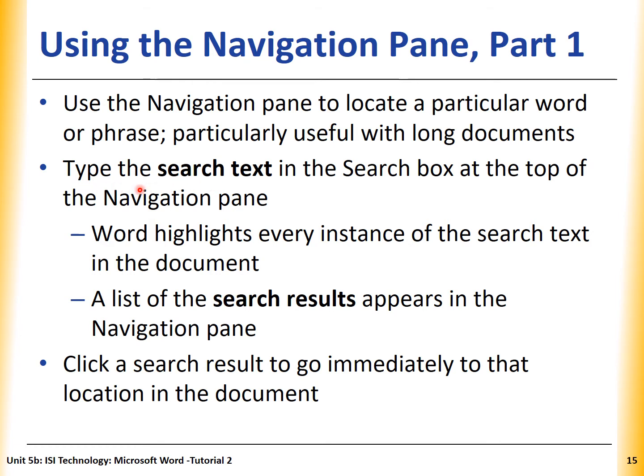Type the search text in the search box at the top of the navigation pane. Word highlights every instance of the search text in the document. A list of search results appears in the navigation pane to choose from. Click a search result to go immediately to that location in the document. I'm going to show you this in a bit.